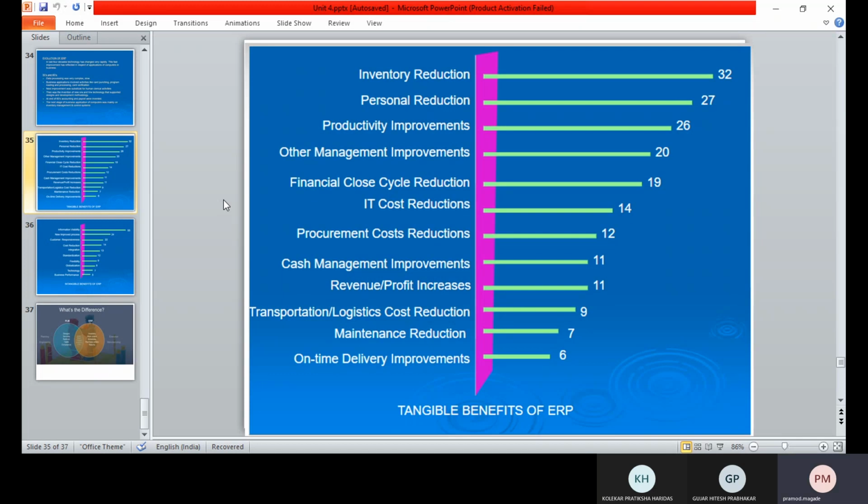कोण सांगेल का मला tangible benefits म्हणजे काय? Anyone? What are tangible benefits? Because these are tangible. Tangible means clear. Clear. So those benefits we can get very easily and they are well defined.